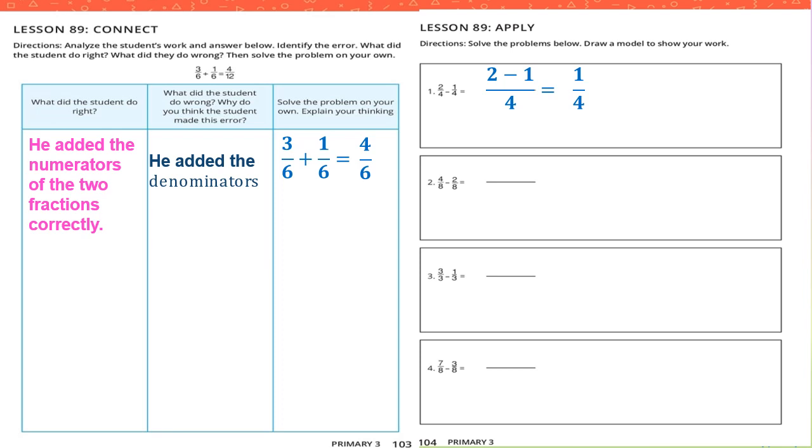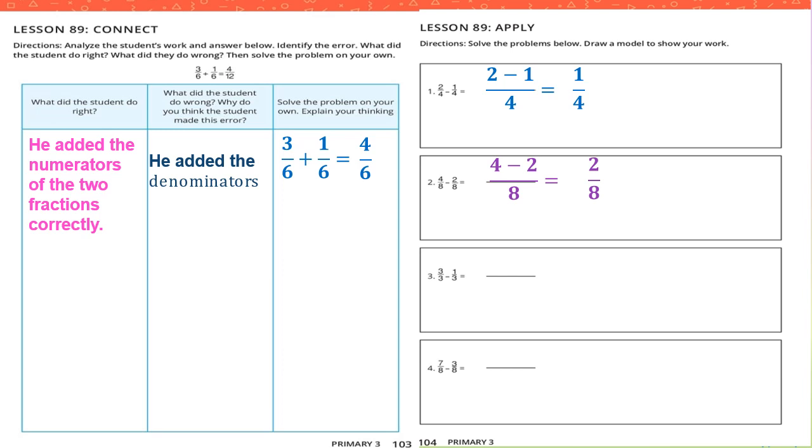Number 2, 4 over 8 minus 2 over 8. Like number 1, here we have the same denominators, so I can't subtract the denominators together. So you must put 8 as a denominator as it is, and subtract the numerators together. 4 minus 2 equals 2, and the denominator, no change. Put it as it is.